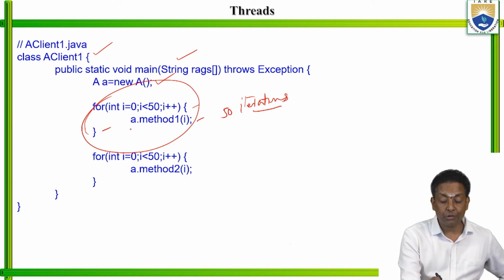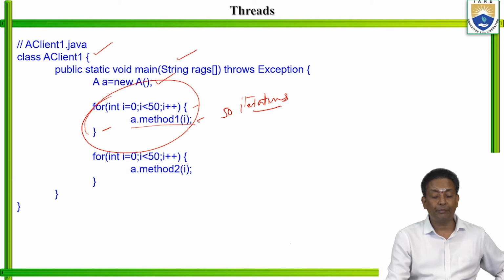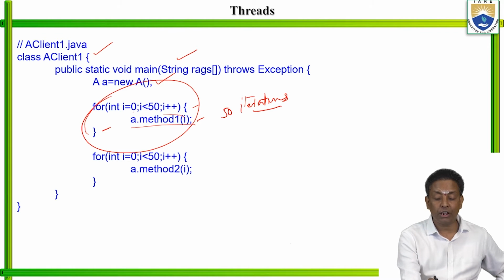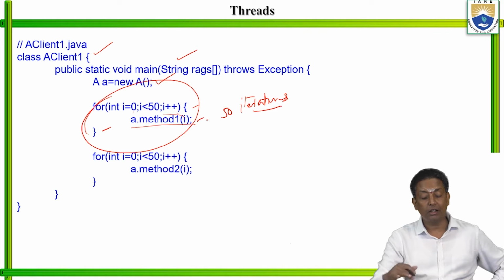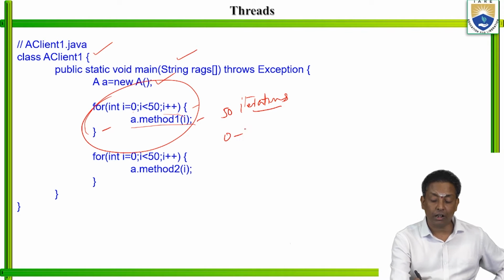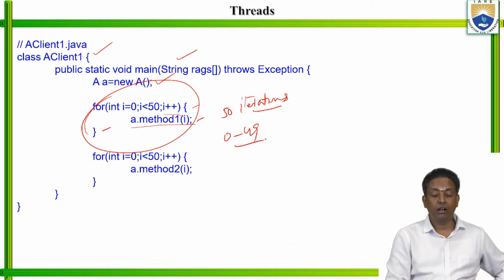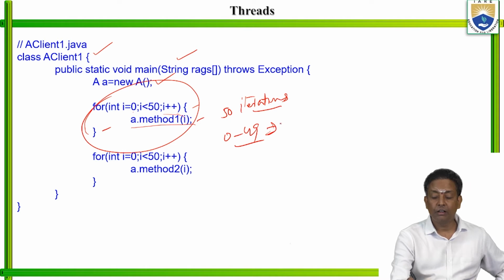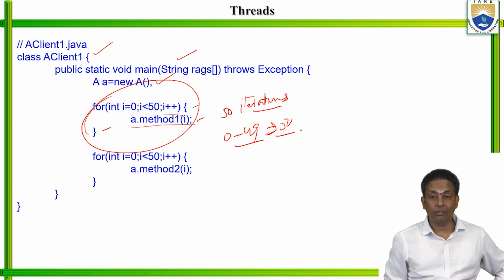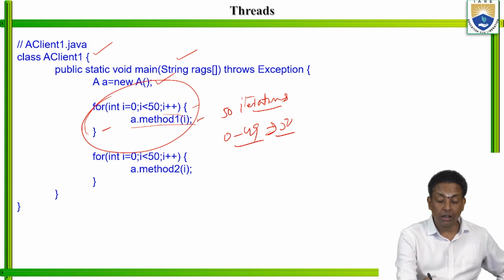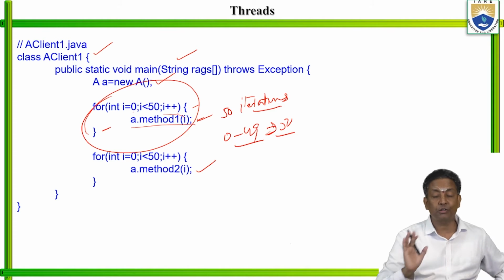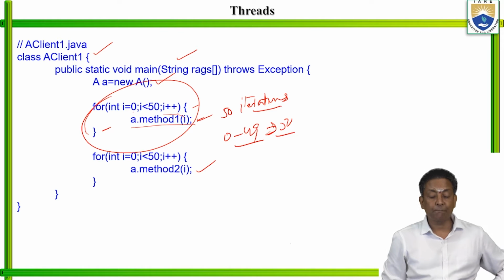In these 50 iterations, we are calling a.method1 of i. Every time the i value goes 0, 1, 2, 3, 4, 5, 6 up to less than 50, meaning 49. Values 0 to 49 will go, and this method will iterate 50 times. Which method? Method 1 executes 50 times. Method 2 executes 50 times. This is what these two for loops do.